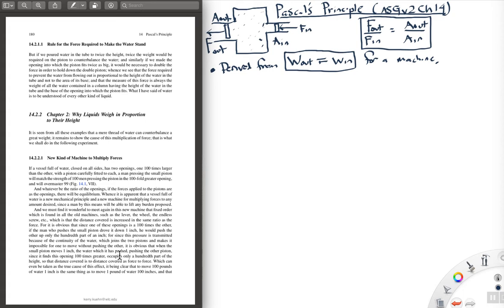Specifically, and this is what Pascal talked about in section 14.2.2.1, where he says, in a vessel full of water, closed on all sides, if it has two openings, one 100 times larger than the other, with a piston carefully fitted to each, a man pressing the small piston will match the strength of 100 men pressing the piston in the 100-fold greater opening, and will overmaster 99.